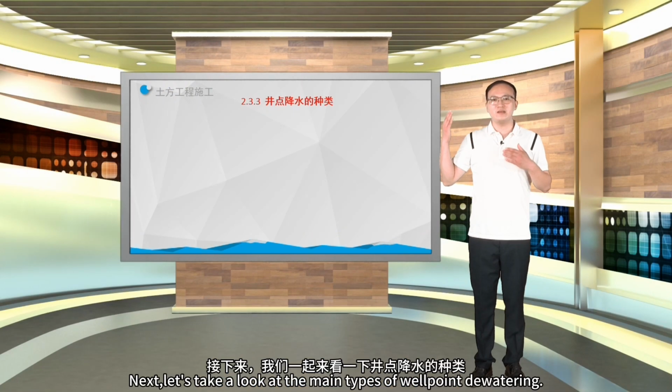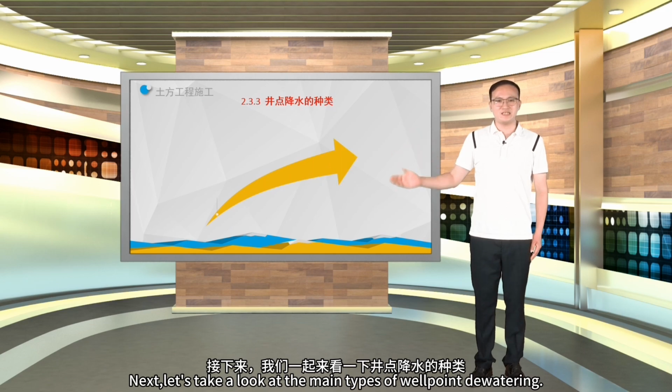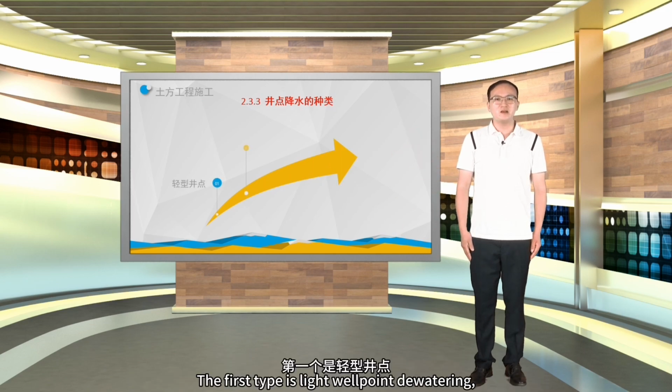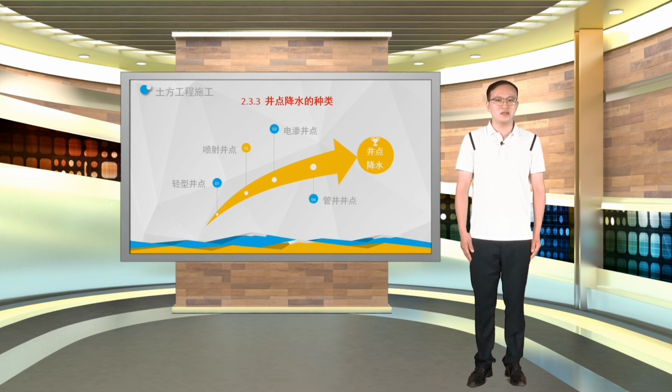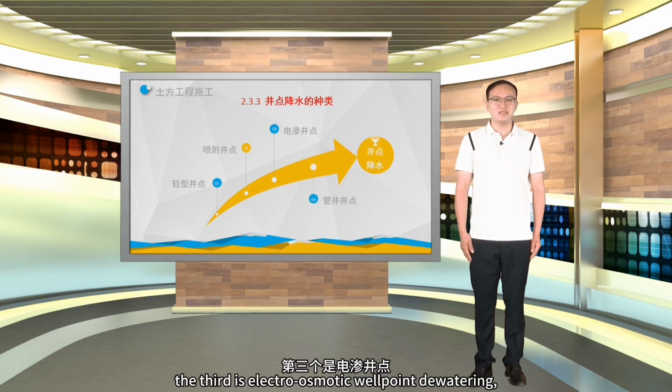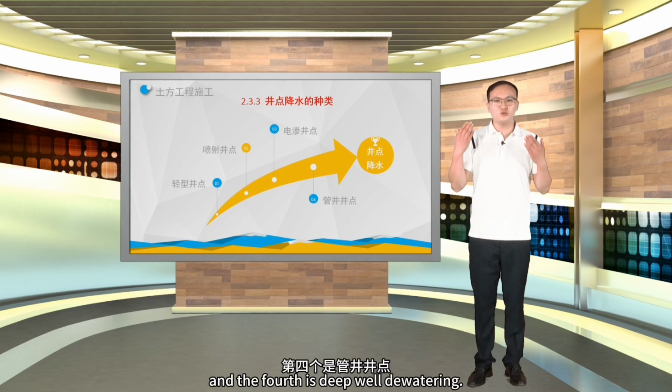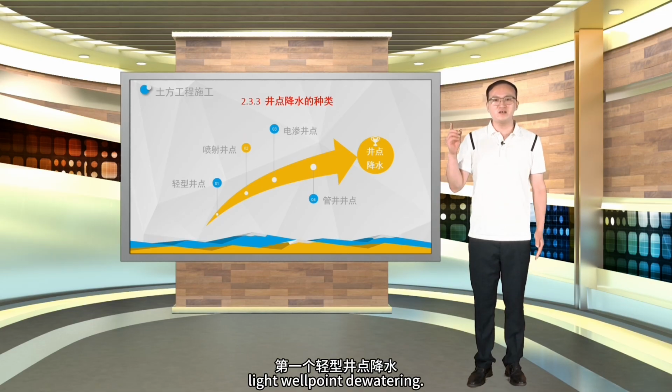Next, let's take a look at the main types of well point dewatering. The first type is light well point dewatering. The second is ejector well point dewatering. The third is electro-osmotic well point dewatering. And the fourth is deep well dewatering. Let's focus on the first type, light well point dewatering.